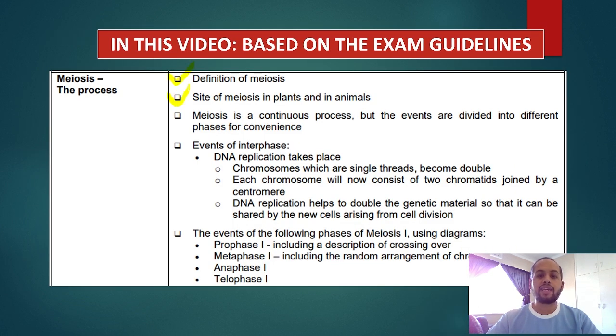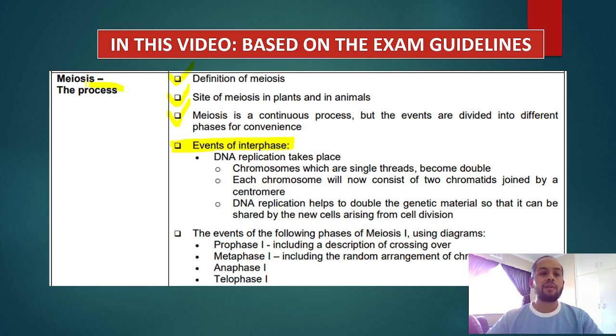We spoke about the site of meiosis in plants and animals. We spoke about the fact that meiosis is a continuous process. We are now briefly going to describe the events of interphase. Now, you will notice that especially in your notes as well as your textbook, interphase is not really highlighted as one of the phases of meiosis I. However, you need to remember that interphase takes place before meiosis I or meiosis II.